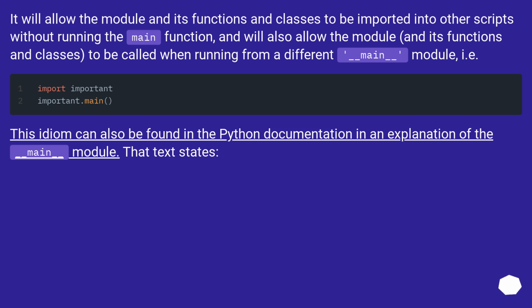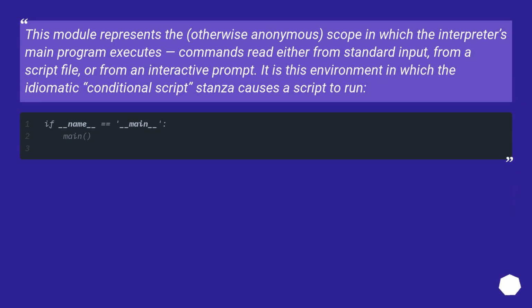This idiom can also be found in the Python documentation in an explanation of the __main__ module. That text states: this module represents the, otherwise anonymous, scope in which the interpreter's main program executes. Commands read either from standard input, from a script file, or from an interactive prompt. It is this environment in which the idiomatic conditional script stanza causes a script to run.